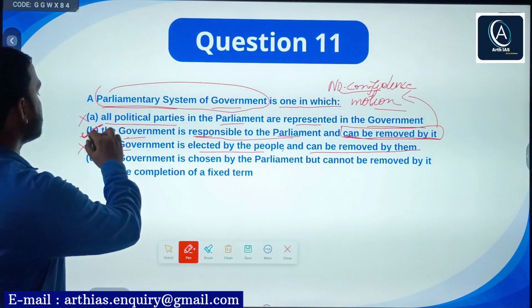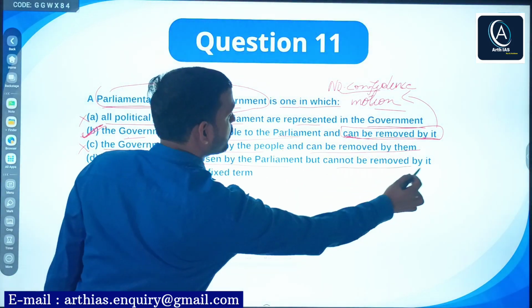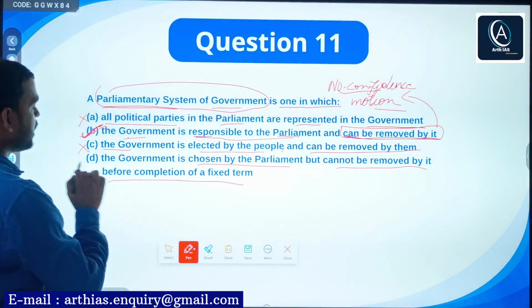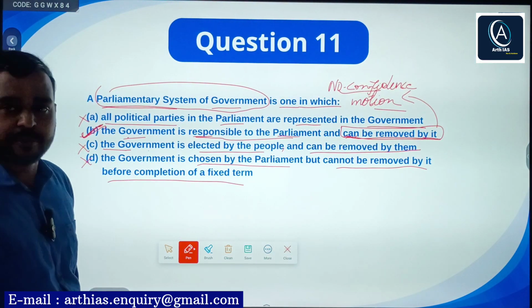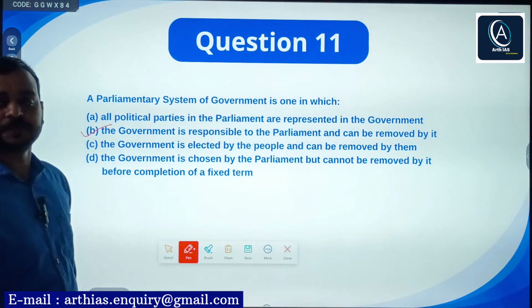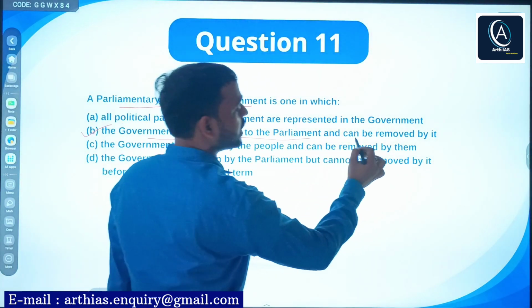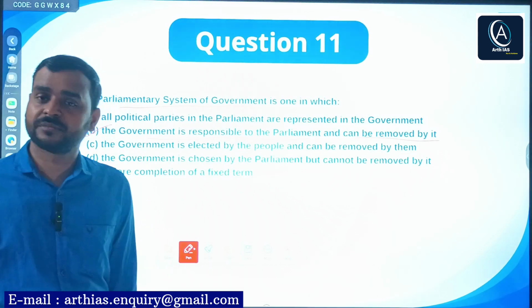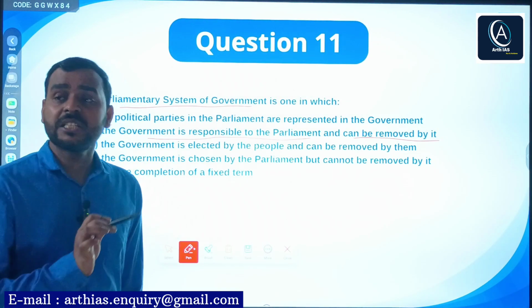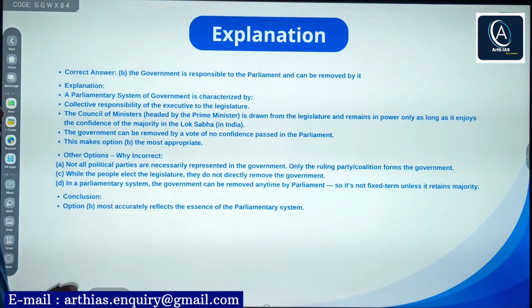So option B is the right answer, not C. Right? And D says the government is chosen by the parliament but cannot be removed by it before the completion of a fixed term. No. Right? Meaningless statement. So B is the right answer of this question. Parliamentary system of government means the government is responsible to the parliament and can be removed by it by passing a no confidence motion. Here is the explanation. You can pause the video and you can read.